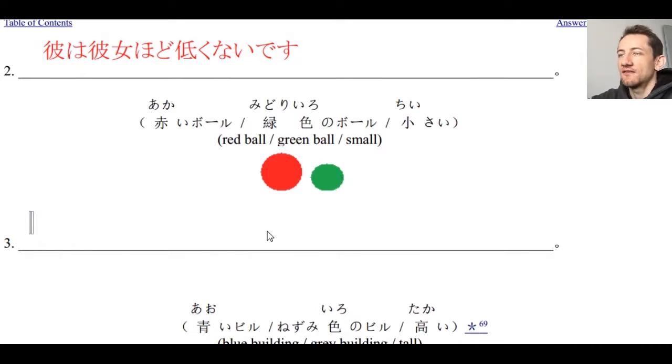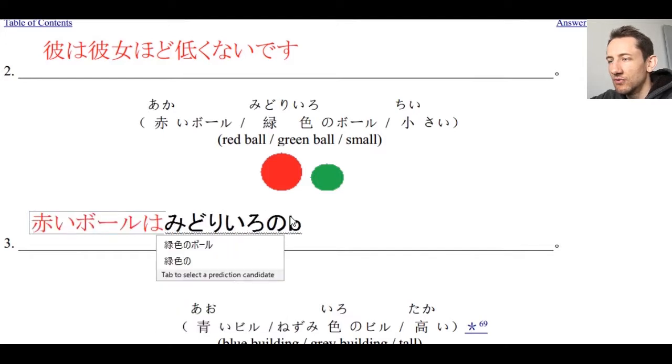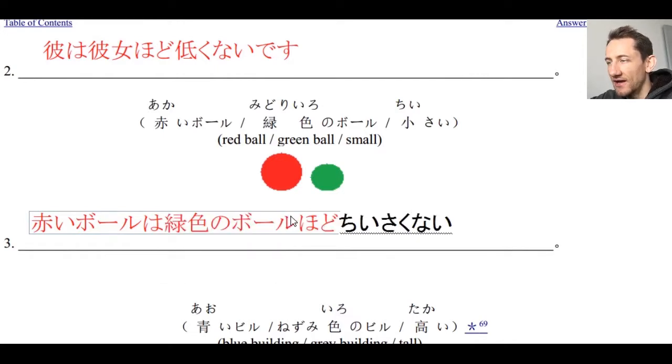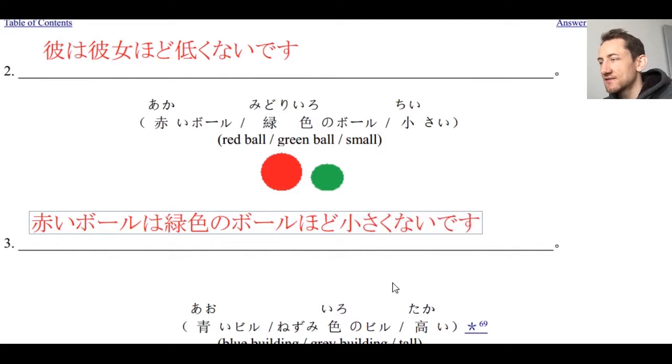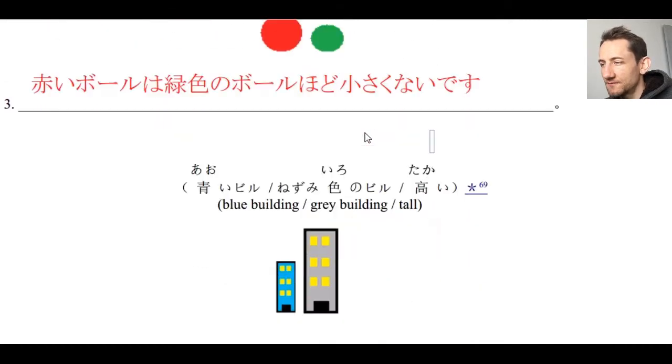Number 3. 赤いボール、緑色のボール、小さい. So we can see that the red ball is not as small as the green ball. So how would we say that? We have the first object, 赤いボールは, and not as small as the green ball. So 緑色のボールほど小さくないです。赤いボールは緑色のボールほど小さくないです。So the red ball is not as small as the green ball.